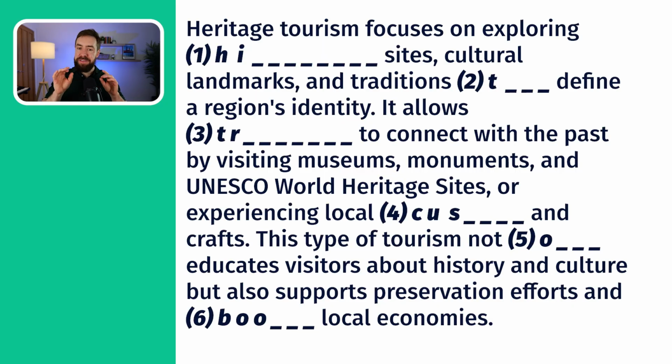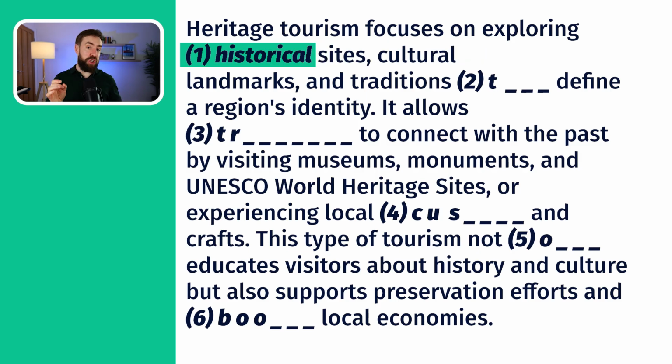So for example, for number one, we can see it's sites. We know it's an adjective, and this is to do with tradition, heritage, seeing old things. So this one would be historical. Historical. So it's not history because that's the noun. We learned because it's the adjective that it should be historical. Okay? So that's number one.